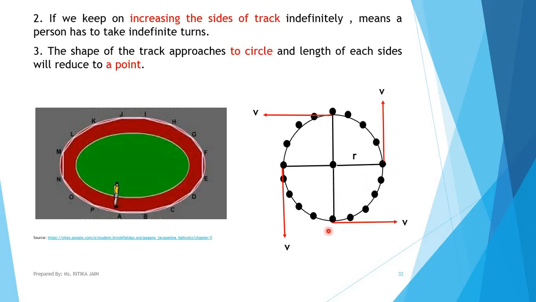This is a circular track, and these are the points. It means at every point the object will change the direction. Yes? Okay. So now, how can the direction of velocity be calculated in this case? So understand this thing clearly.